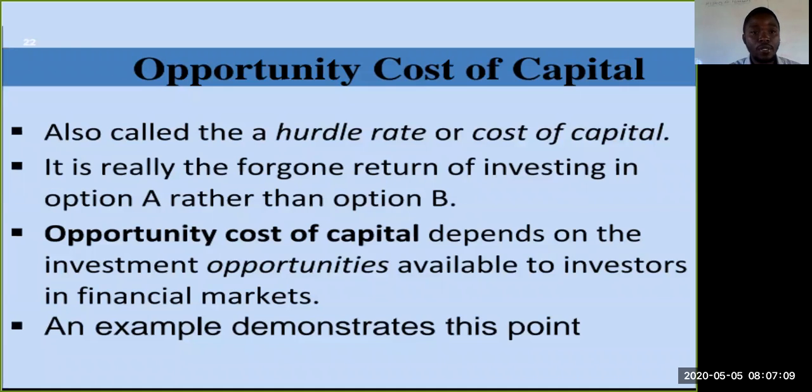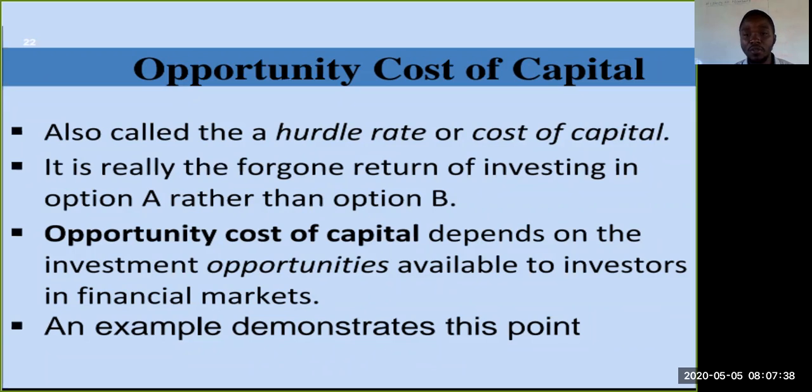Opportunity cost of capital, also called the hurdle rate or cost of capital, is really the foregone return of investing in option A rather than option B. So that is opportunity cost. You decide to invest in option A, you forgo option B. That is what opportunity cost is.